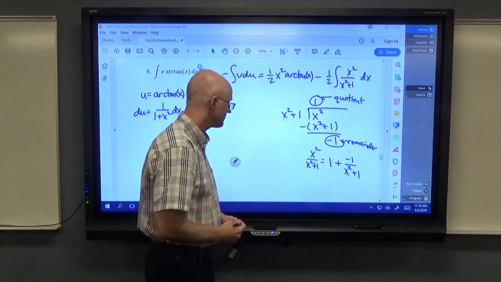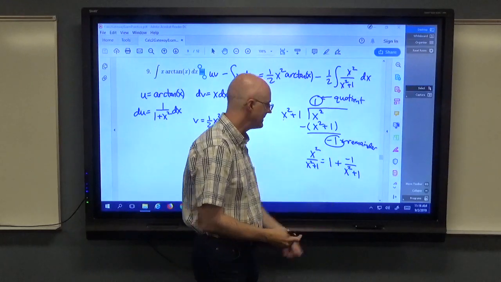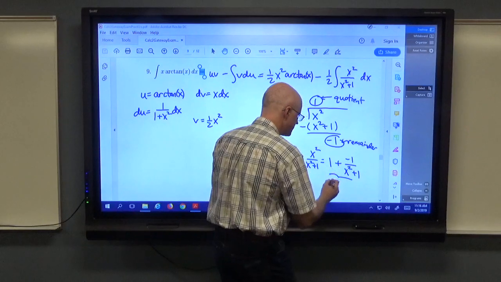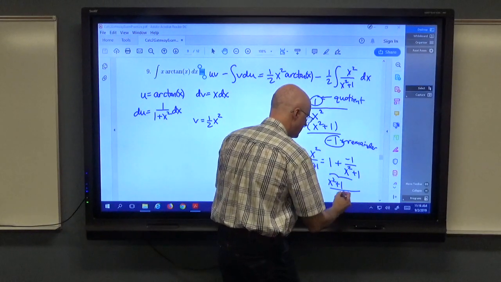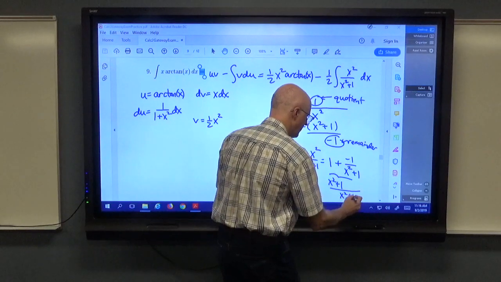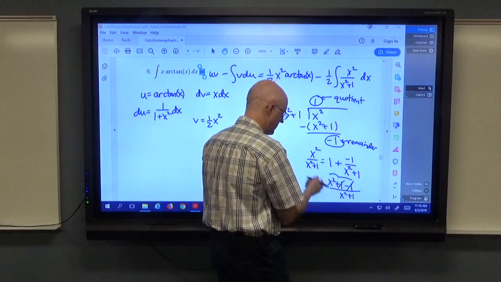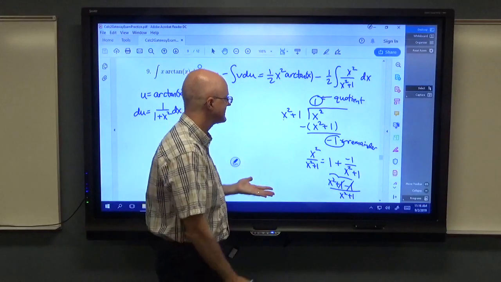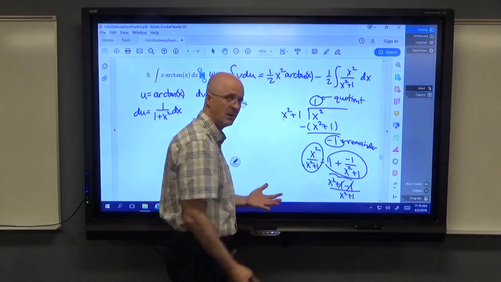If you don't believe that, check it, okay? Add by getting a common denominator of x squared plus 1. 1 is the same as x squared plus 1 over x squared plus 1. And with the second fraction, now you just have the minus 1 there. Those cancel, leaving you with x squared over x squared plus 1. It does work, okay? And the point is, this is now much easier to think about integrating than this is. That's the purpose.